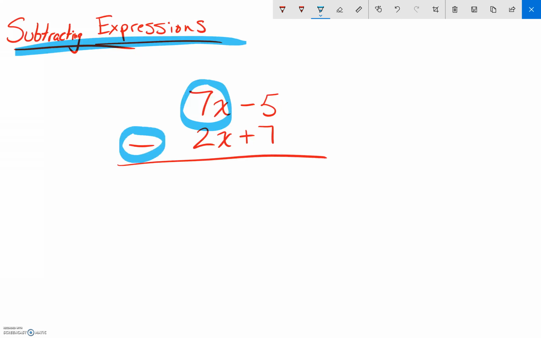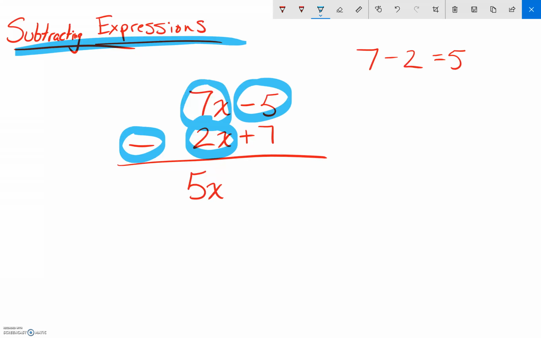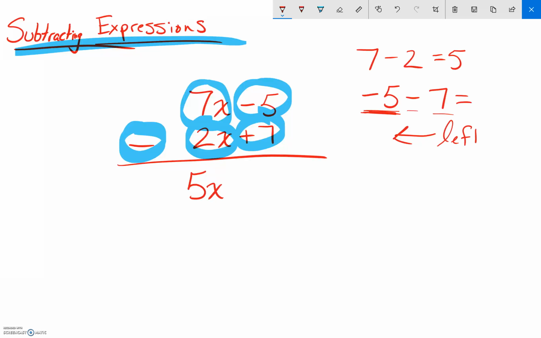Seven take away 2 is 5. So it's going to be 5x. And then we have negative 5 take away 7. So this would have us at negative 5 on the number line, take away 7, which means we're moving further to the left on our number line. And we would get negative 12.